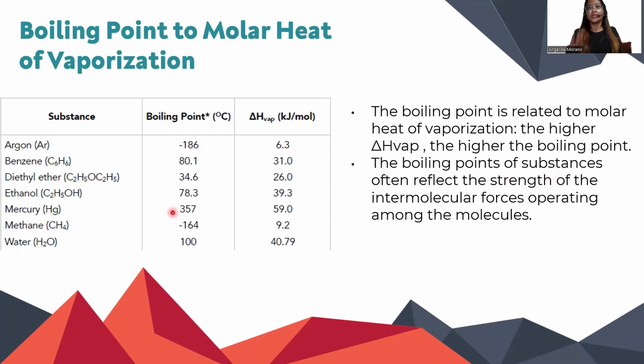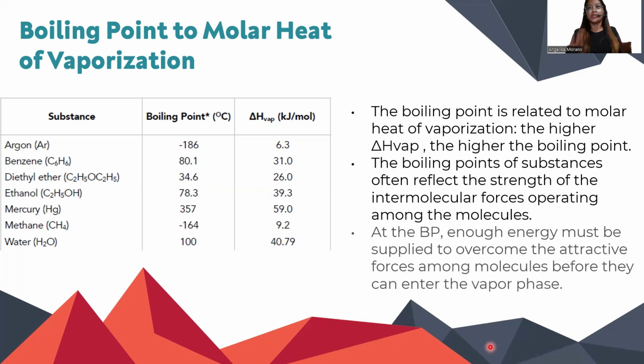So pasabot, mas strong ang intermolecular forces ni mercury compared ni water. Mas strong ang intermolecular forces ni diethyl ether compared ni argon. Mas taas ang intermolecular forces ni ethanol compared ni diethyl ether because mas taas man siya ang boiling point compared ni diethyl ether. Nakuha? No? You can replay this video as long as dili pa kayo masabtan ang concept. So at BP or the boiling point, enough energy must be supplied to overcome the attractive forces among molecules before they can enter the vapor phase dayon.